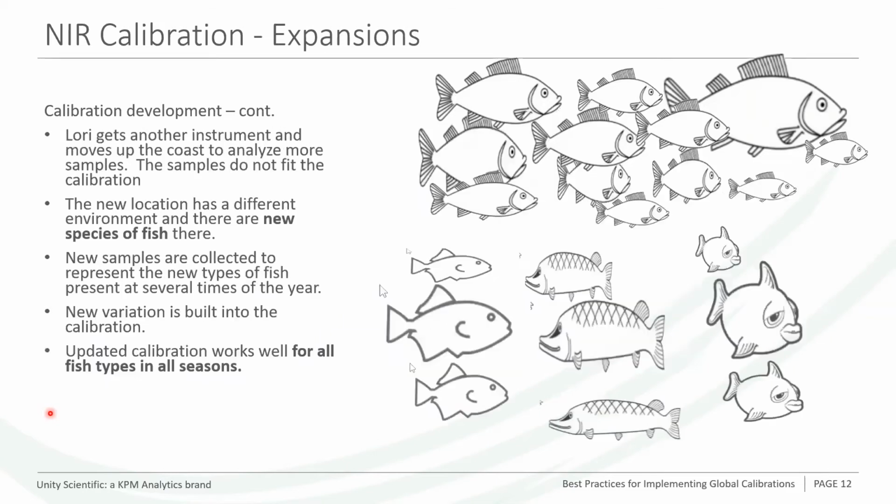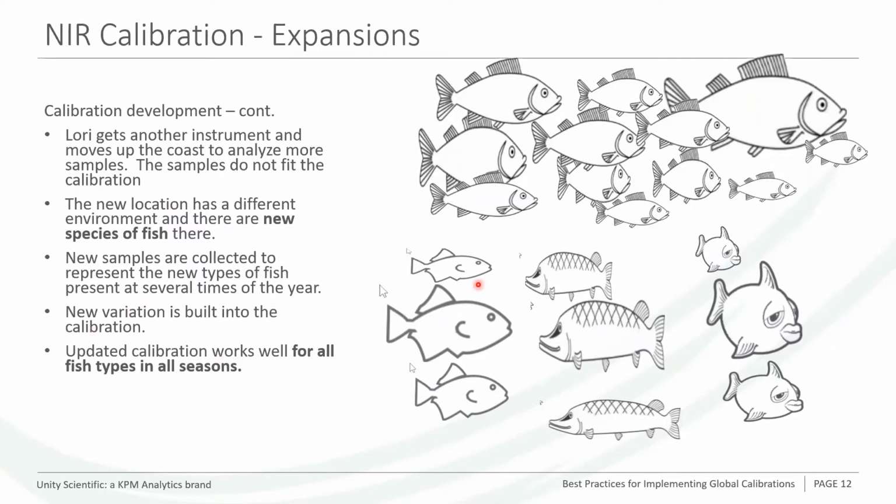So from that point on, Lori again has success, and the company is super happy. So they get another instrument and they move it up the coast to another location. She starts analyzing more samples, but these samples don't fit. So again, we've got more variation. We've got new species of fish. So Lori goes through the same process.